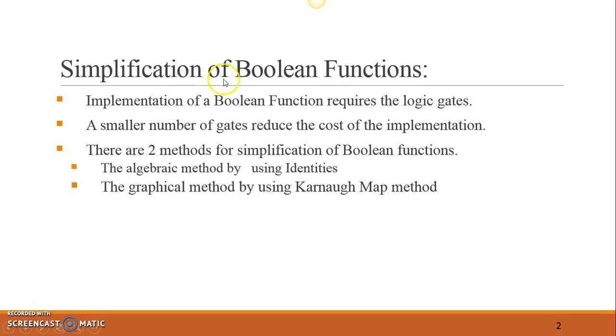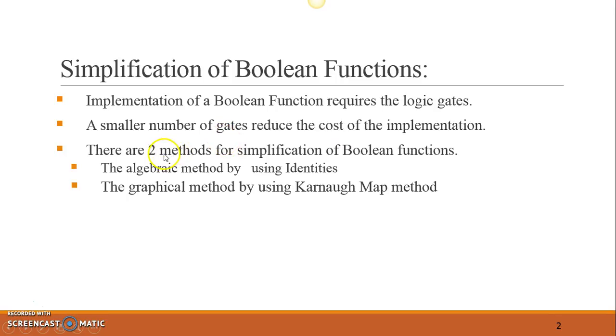Simplification of Boolean function is very much important job. Why? Because it reduces the number of logic gates used to implement combinational logic. Smaller the number of gates, cost of the implementation will be less.